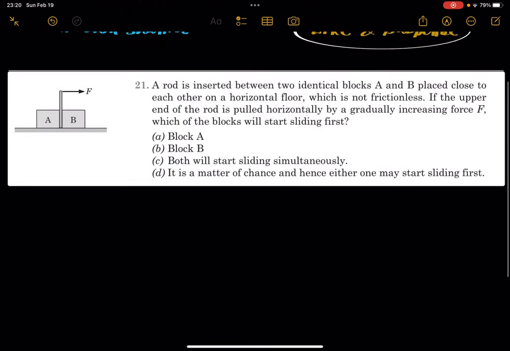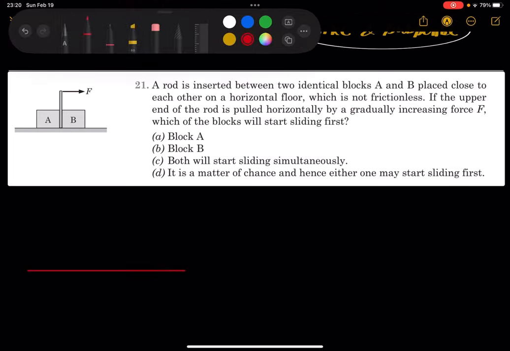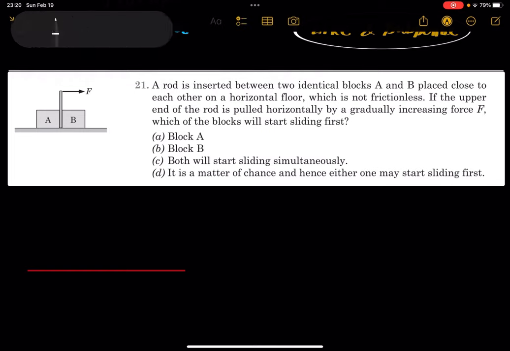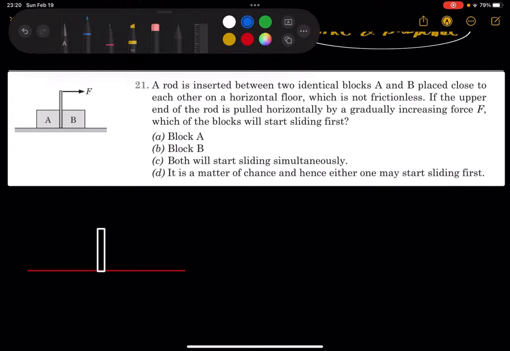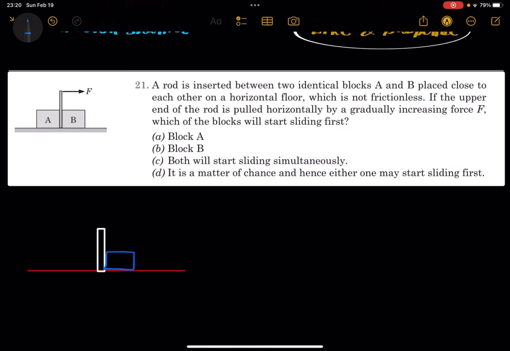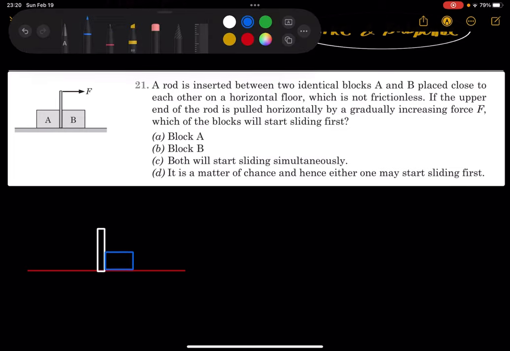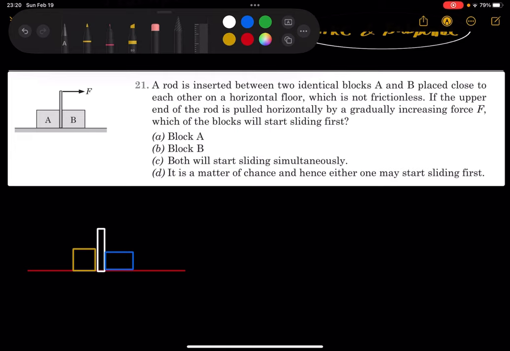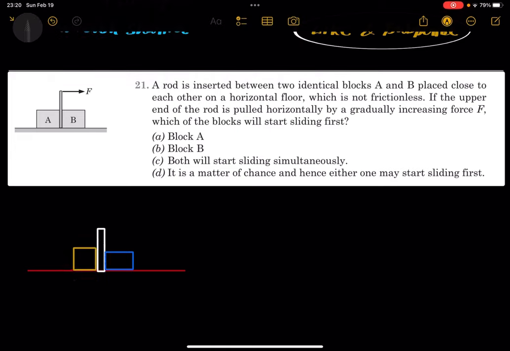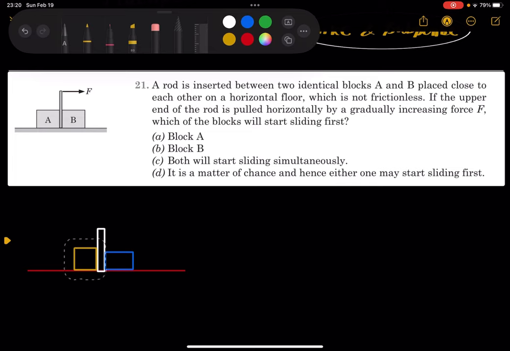Just look here. This is the surface. There are two blocks. One is placed here. First of all, I want to draw the rod. This is the rod and there are two blocks. One is here and the other one is this block. Then you can understand carefully. So what is happening in this question?